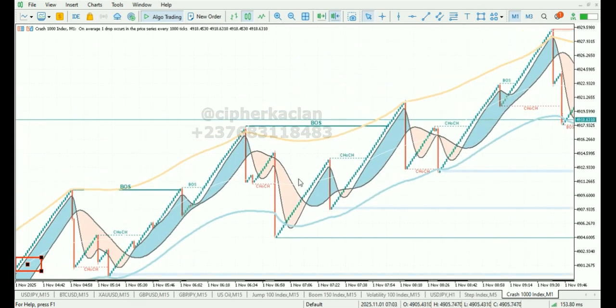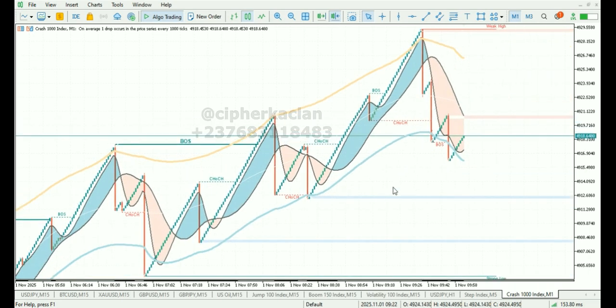But anyways, that is how you catch your spike, and you also ride the trend on the 1 minute time frame. That is how you do it. Same thing applies to all the Boom and Crash indices. That is how you trade them. Beautiful, very, very accurate. All you need is just patience and consistency.